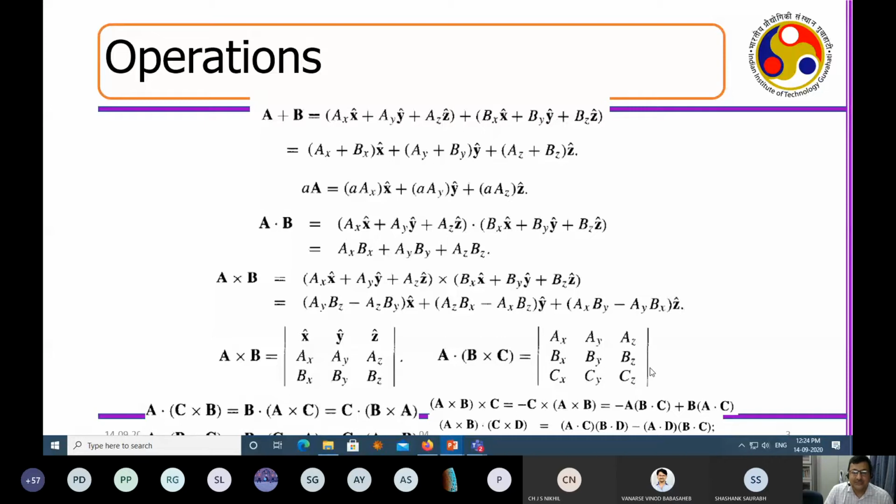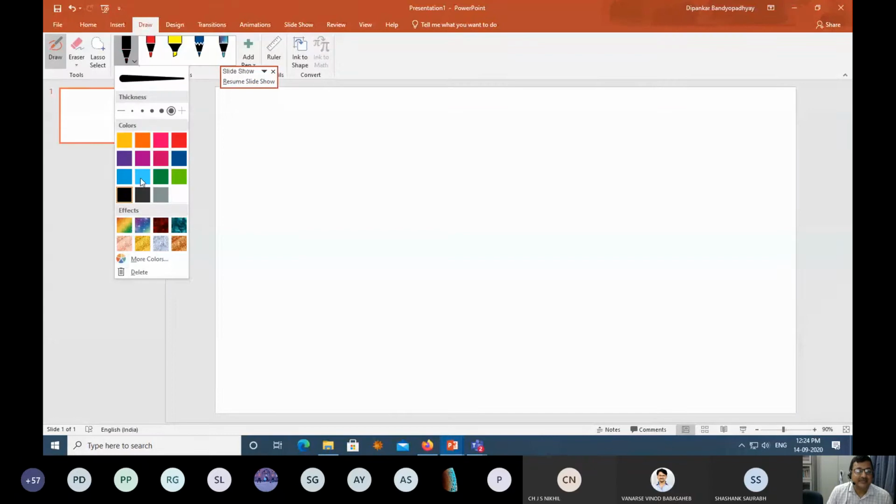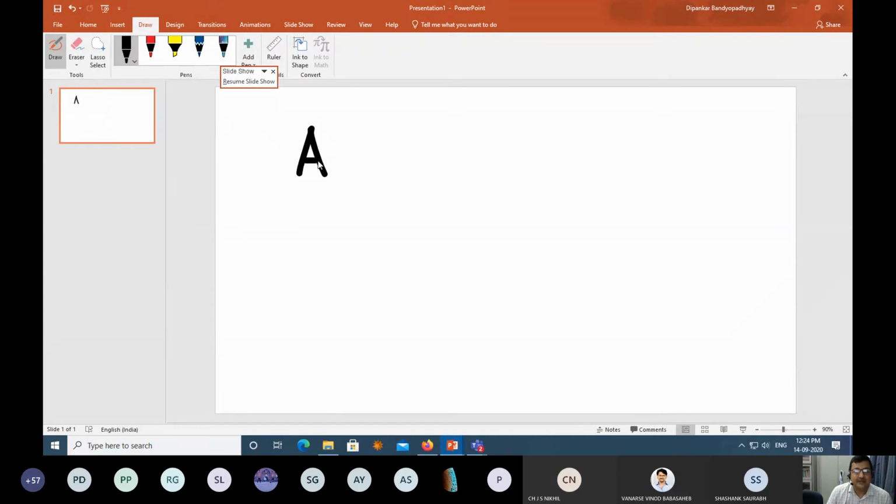Okay. But then this you can do using what? Suppose I take A dot B cross C. If I want to evaluate this, how do I do that? So we want to evaluate A dot (B cross C). Here the bracket is necessary. Why? Because otherwise this is commutative, but this is not commutative. That's why the bracket is necessary.